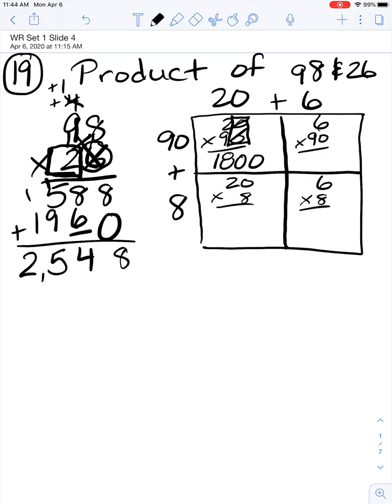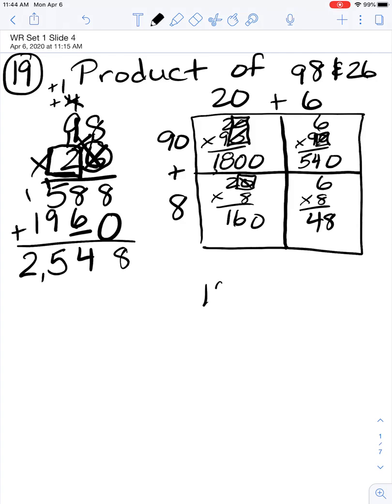9 times 2 is 18. Here we go. Box it, cross it, bring it down. 6 times 9 is 54. Got another 0. Box it, cross it, bring it down. 8 times 2 is 16. 6 times 8 is 48. We call these our partial products.